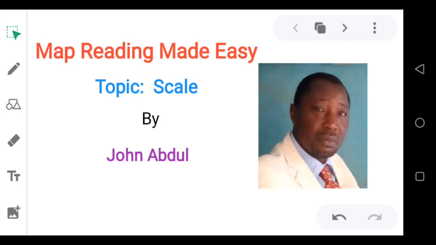The topic we are going to look at today is scale. We shall be looking at the different types of scale and how they are used.